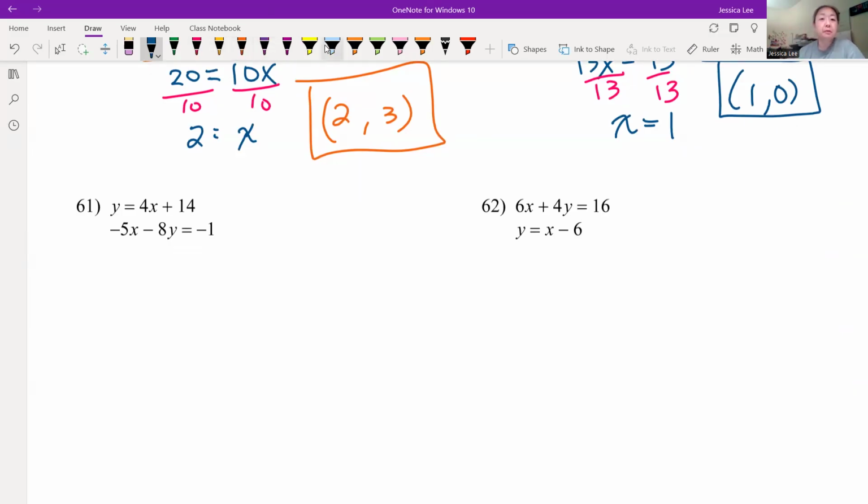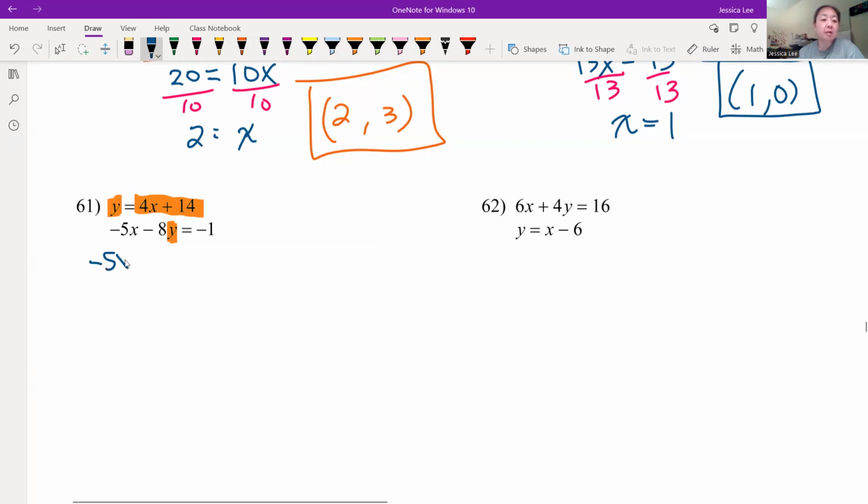So what I'm recommending is that you see how this is equal to y. So we're going to plug it in for this y right here because they're both equal to y. See what I'm saying? So we're going to plug in the orange in for this orange y. Okay, so here we go.